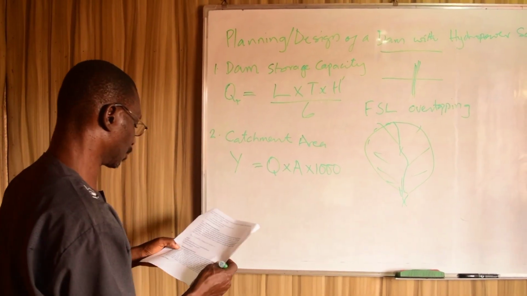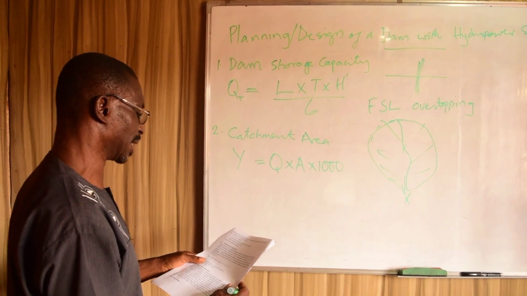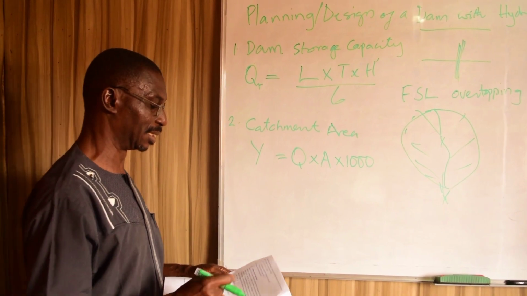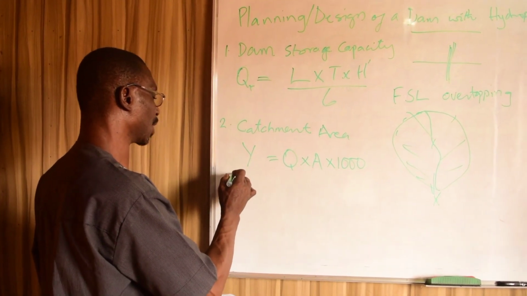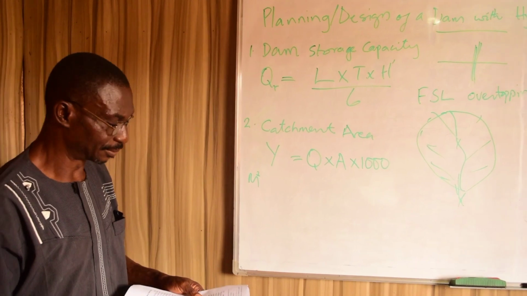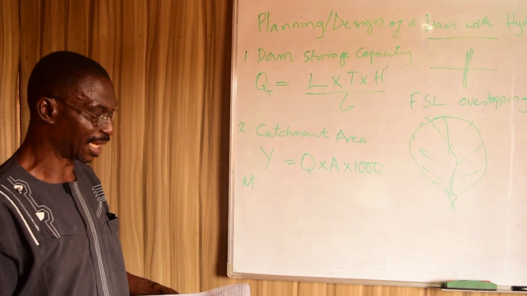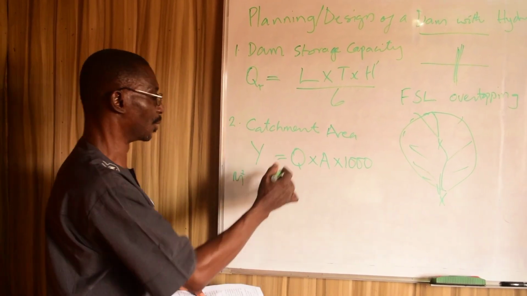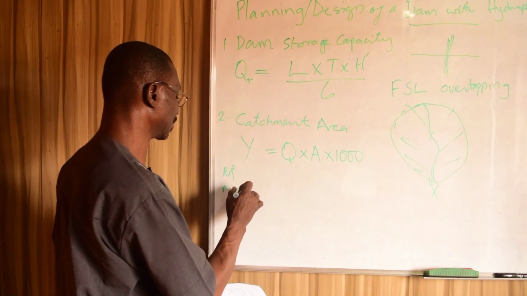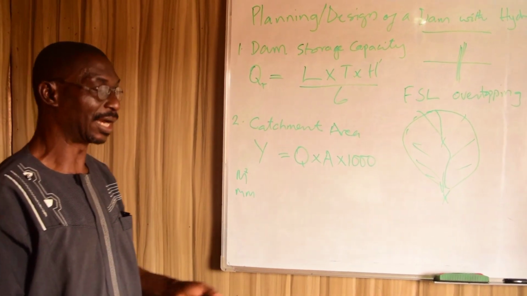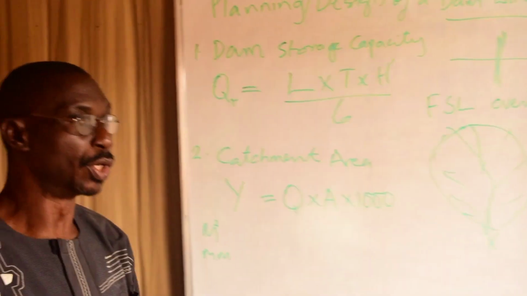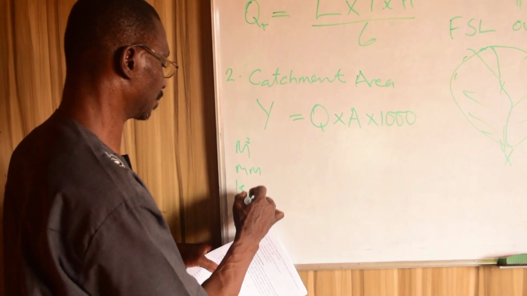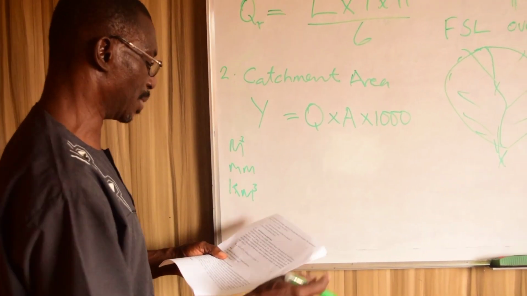And Y, from here, is the catchment yield per unit time, the catchment yield per year, and is measured in cubic meters. Then Q is the direct uniform runoff, the uniform runoff Q, which is measured in millimeters. Then finally you have the area of the catchment, which you have determined, and the unit is in square kilometers.